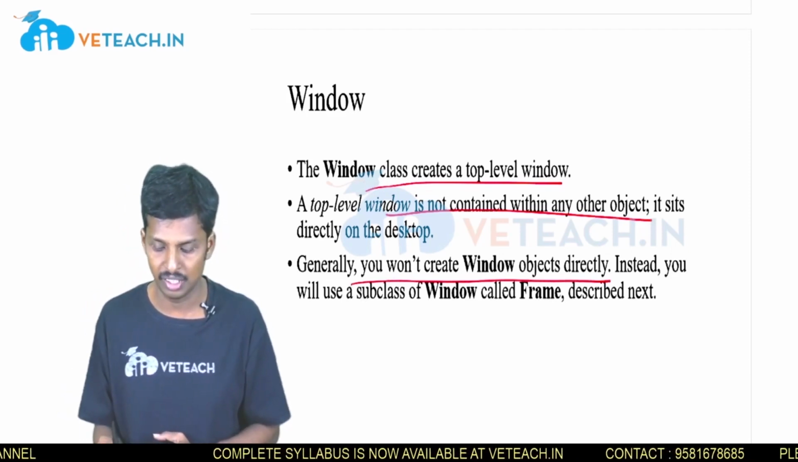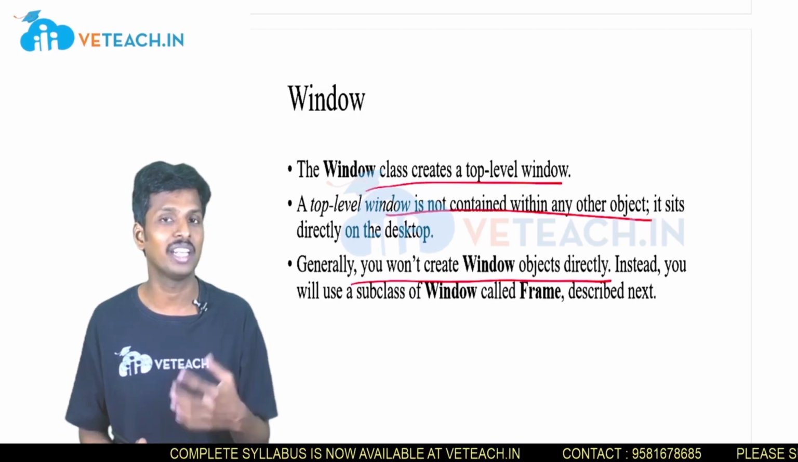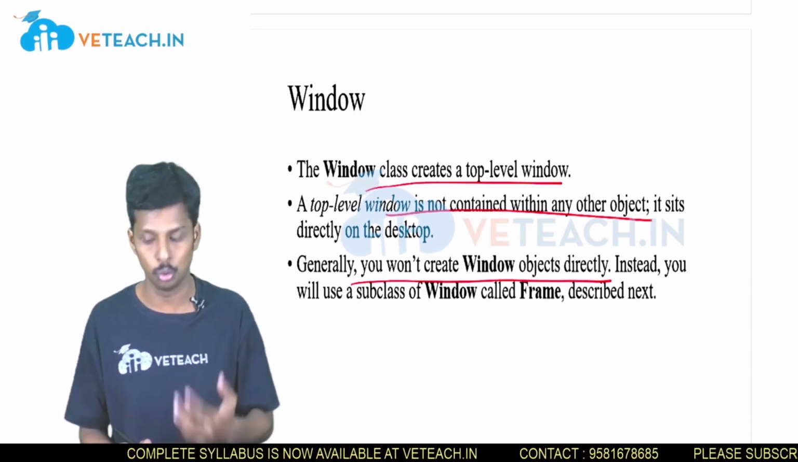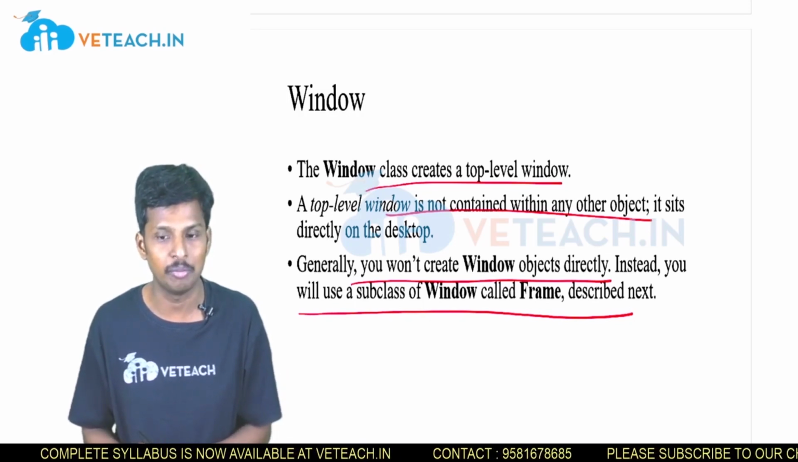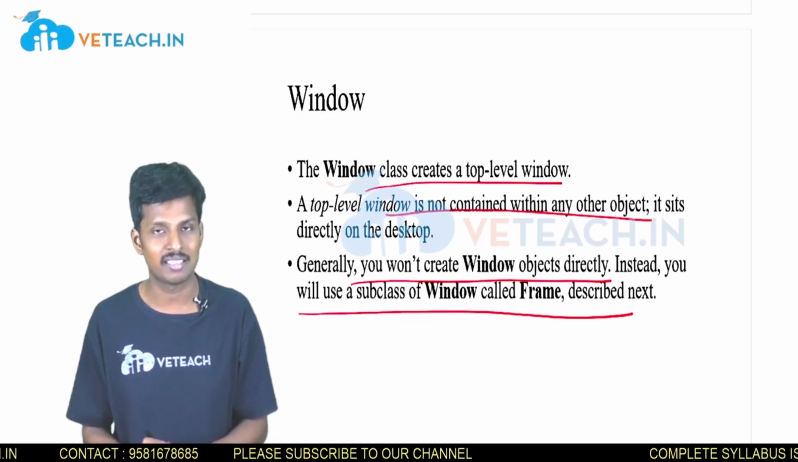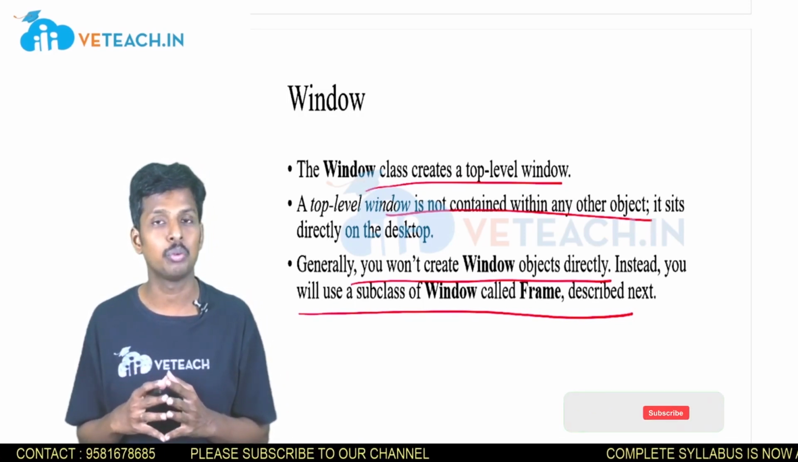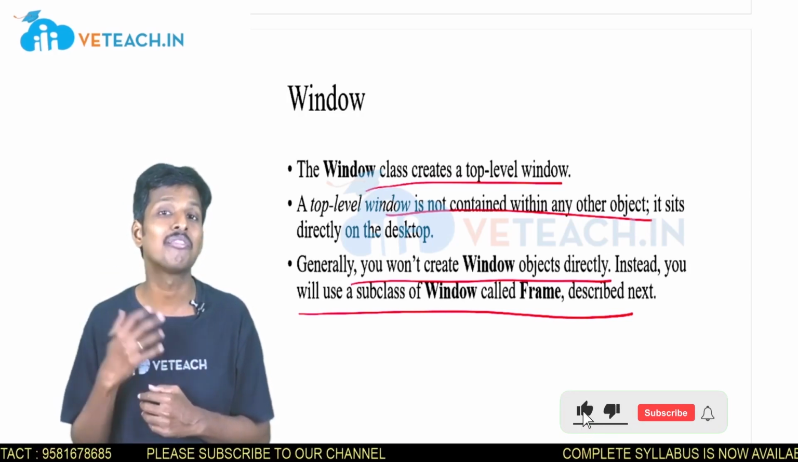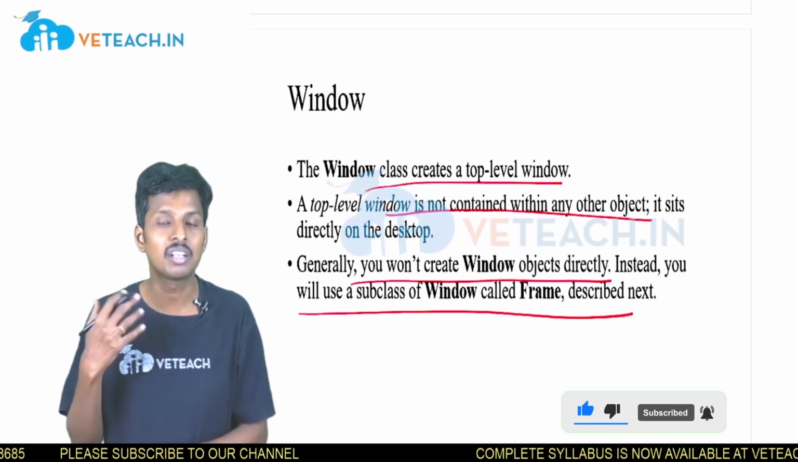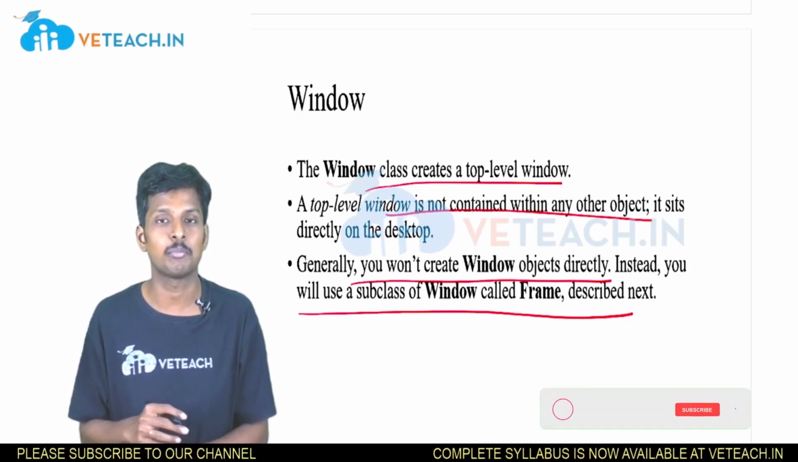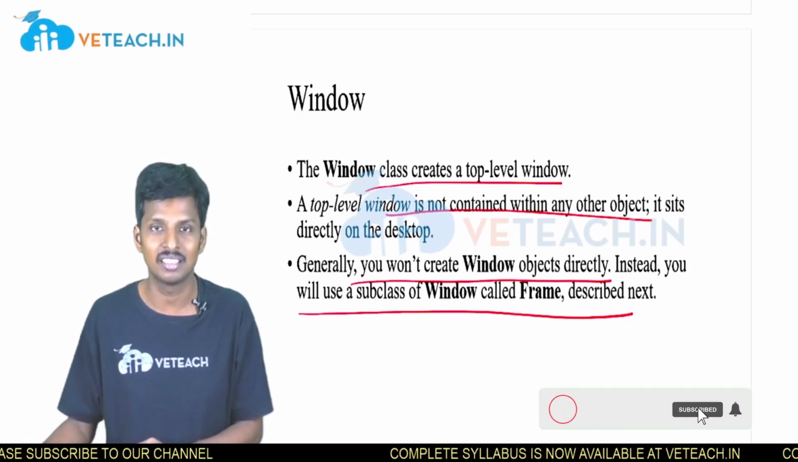Generally, you won't create a Window object directly. We cannot create a Window object directly. Instead, you will use a subclass of the Window class called Frame, which is described next. So we are going to create a Frame class, which is a subclass of the Window class, which is created when we are working with different options like menus and other things.